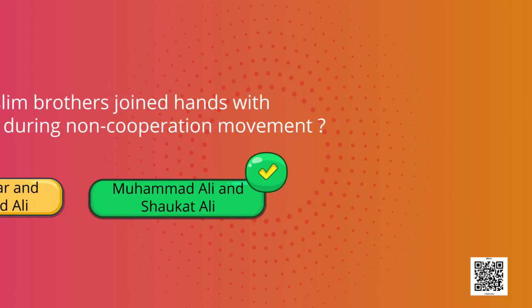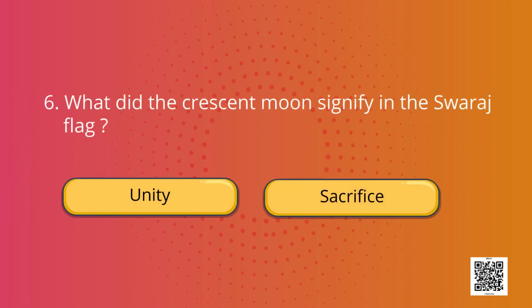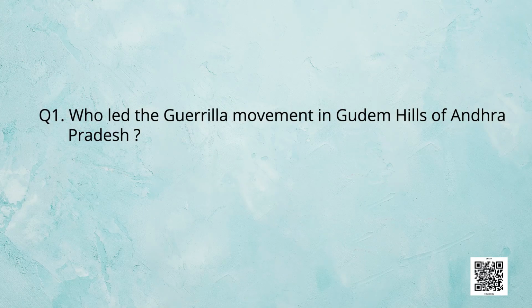And the last question is, what did the crescent moon signify in the Swaraj flag? The options are unity or sacrifice. And yes, the answer is unity. Now let's move further and answer some more questions in 1 or 2 words. And the first question is, who led the guerrilla movement in Gudem Hills of Andhra Pradesh?